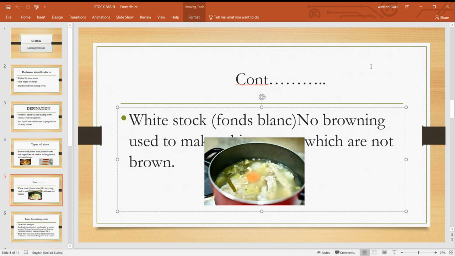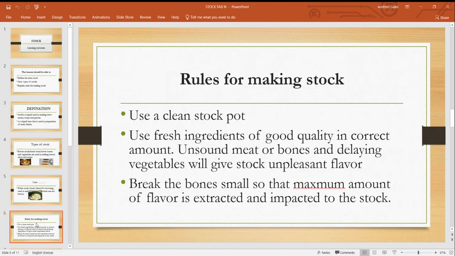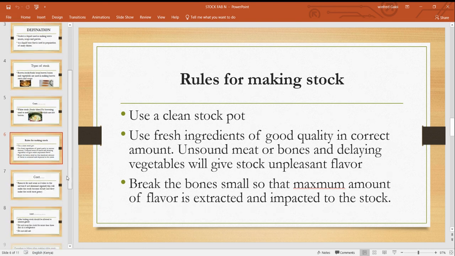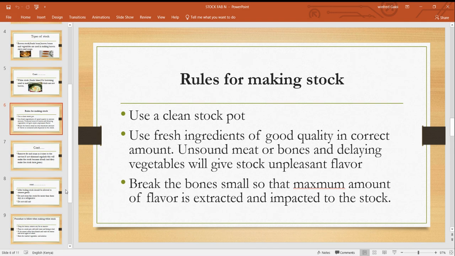Let us look at the rules and the regulations that we need to know when making stock. So the very first point to note is that we use a clean stock pot so that we can be able to get the right quality of the stock. The next rule is use fresh ingredients of good quality in correct amount. Then unsound meat or bones and stale vegetables will give the stock an unpleasant flavor.